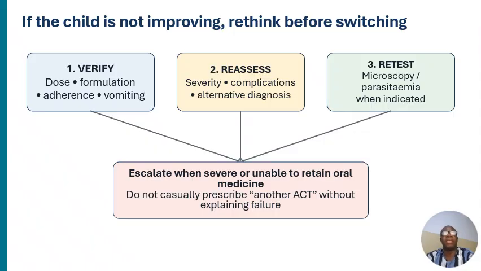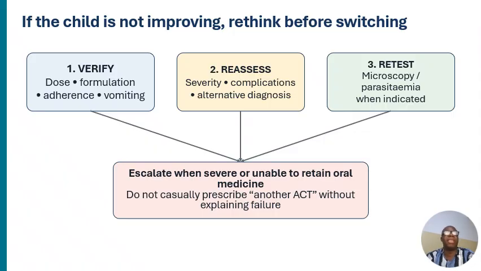Was the drug correctly documented or used in the prescription? Was the formulation correct? Did the child's caregiver understand the schedule? Were the doses retained, or was the child vomiting? Second, reassess severity and complications of the illness. A child who was initially uncomplicated may now have severe hypoglycemia or anemia, shock, or another severe feature of malaria. Third, reconsider the diagnosis.